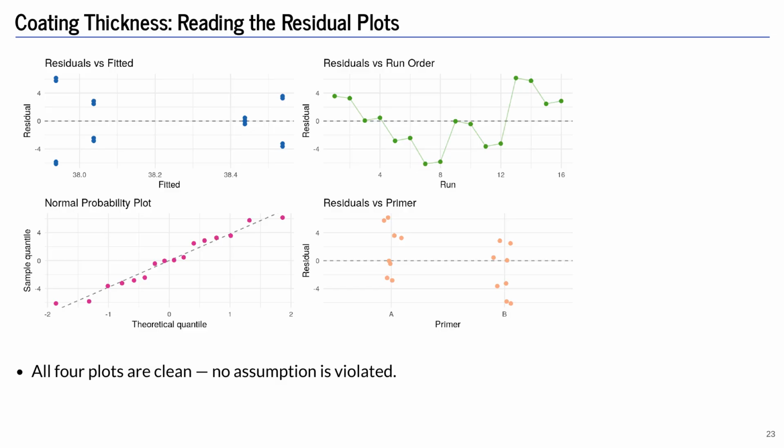Now partition the residual sum of squares into pure error and lack of fit for the coating thickness model. With 2 replicates per corner, you have 8 pure error degrees of freedom, 1 per corner. The lack of fit degrees of freedom are whatever remains after accounting for the model terms. Form the F ratio of the lack of fit mean square to the pure error mean square, and assess whether the model form is adequate.